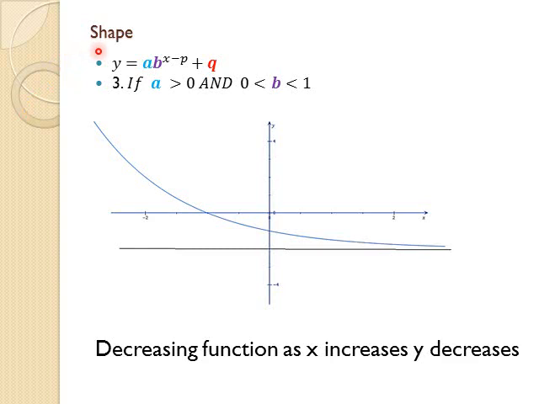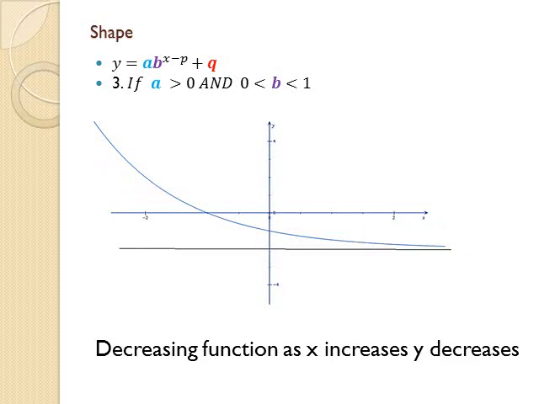Look at the third shape, y equals a times b to the power x minus p, plus q. There my a is again positive, but now b is a fraction between 0 and 1. Then my graph shapes going from the second into the first quadrant. This is also known as a decreasing function, because as x increases, y decreases.